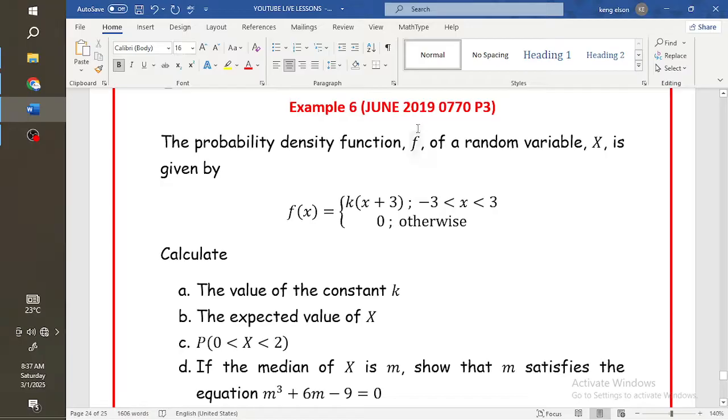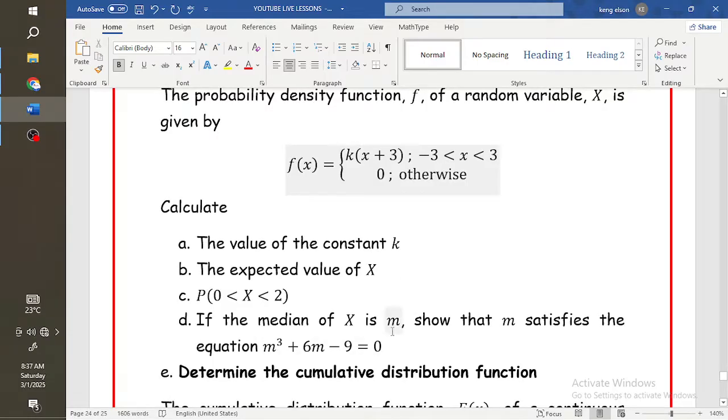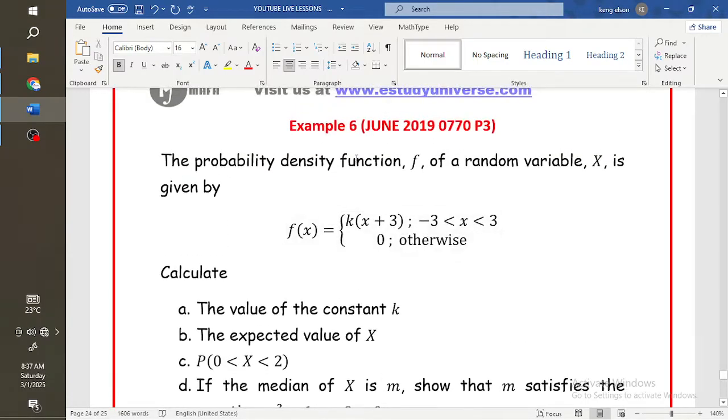So this is June 2019 Math with Statistics paper 3. You see here they're talking about the mean, so I want to do it. The probability density function f of a random variable x is given by this. Calculate the value of a constant k.